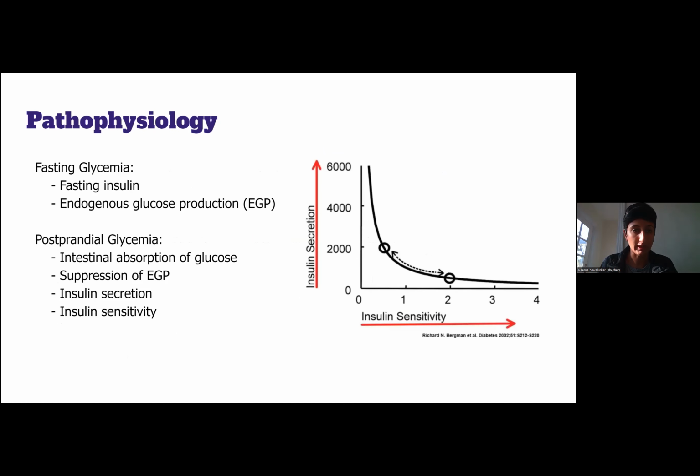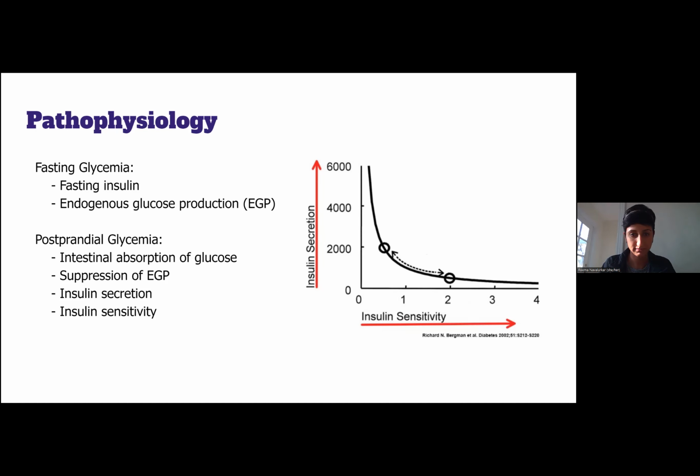I'm going to do this very quickly because I think this is hammered into us in medical school and residency. But very quickly, our glucose levels during a fasting state are mainly just the interplay between how much insulin our body is producing and how much glucose our liver is churning out, and that's called endogenous glucose production, or EGP. Right after we eat, it's a little bit more complicated. The EGP should be suppressed because you are taking in glucose from your intestines. And then insulin sensitivity and insulin secretion are inversely related to one another.